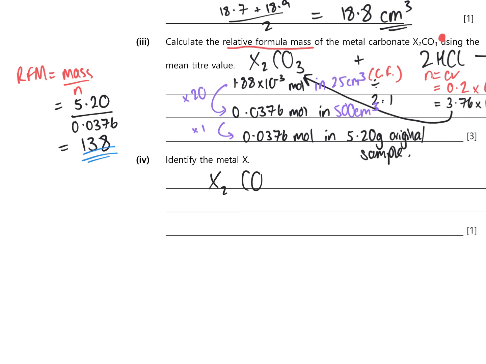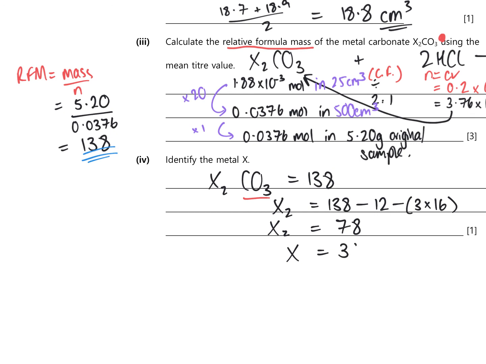X2CO3 is 138. So what we want to do first of all is take away CO3. So 2 X's is going to be 138 minus 1 carbon and minus 3 oxygens. And that works out as X2 being 78. So therefore 1 X is going to be 78 divided by 2, which is 39. And that is the same as the relative atomic mass of potassium. So that's your final answer.